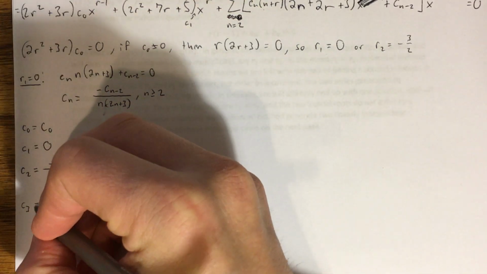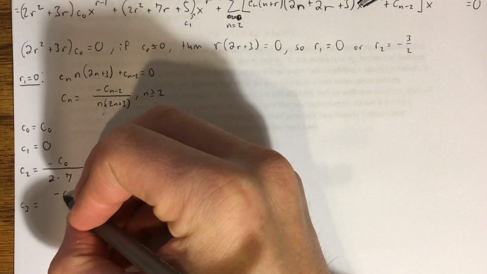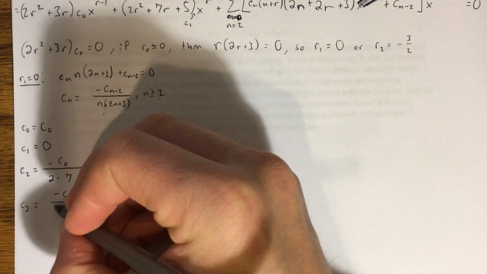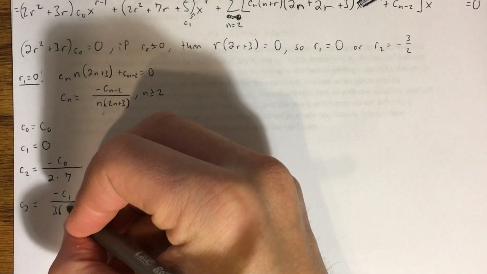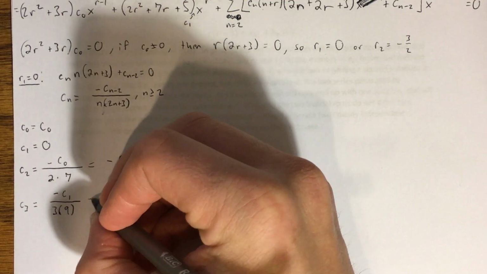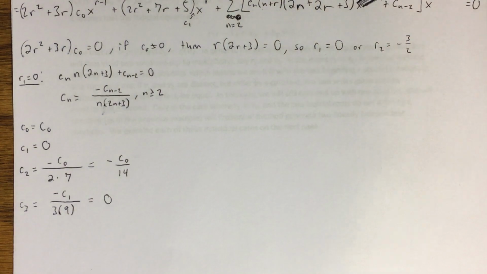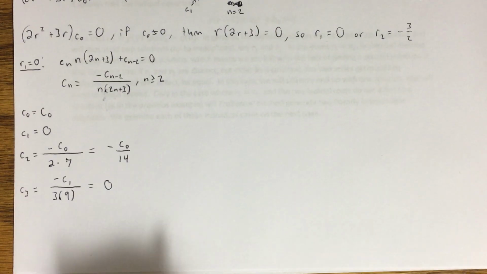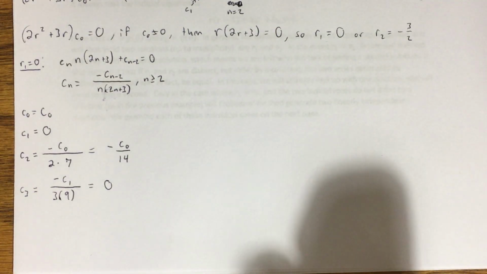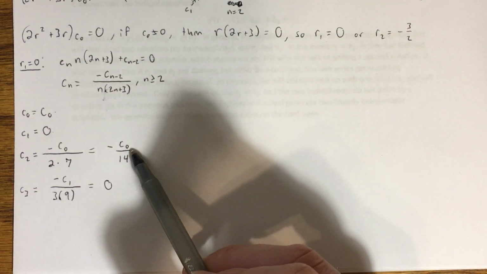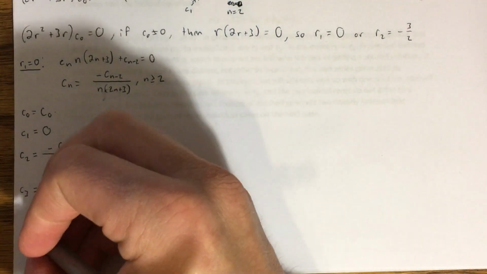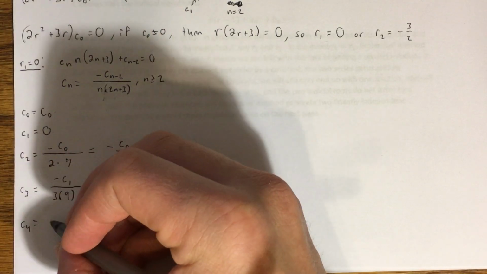And how about C3? Well, that would equal negative C1 over 3 times 2 times 3 plus 3, which would be 9. But C1 is equal to 0. So that whole thing is going to go to 0. And you can start to see, just like we did in the previous section, we're going to get this alternating pattern between C naught terms and 0. C naught term and 0. So C4 is going to be one of those C naught terms.